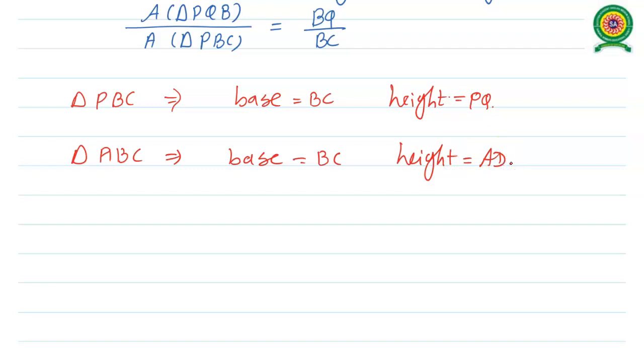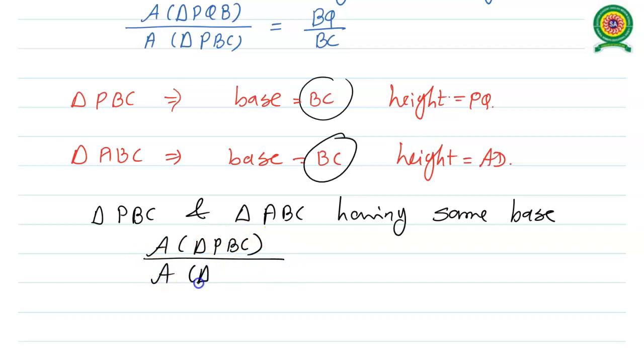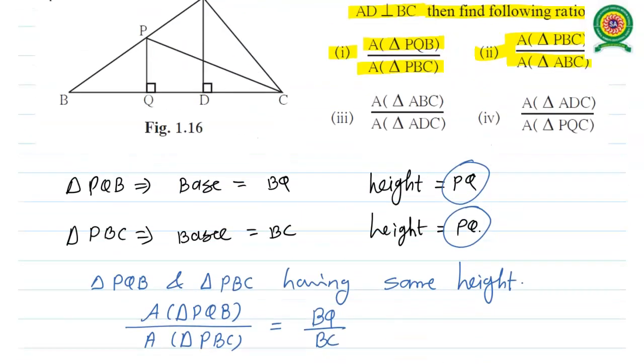Look at the bases of both the triangles. They are exactly identical. So I am writing here triangle PBC and triangle ABC having same base. So what about their ratio of area? Area of triangle PBC divided by area of triangle ABC equals the ratio of their corresponding heights. That means we are having PQ divided by AD.